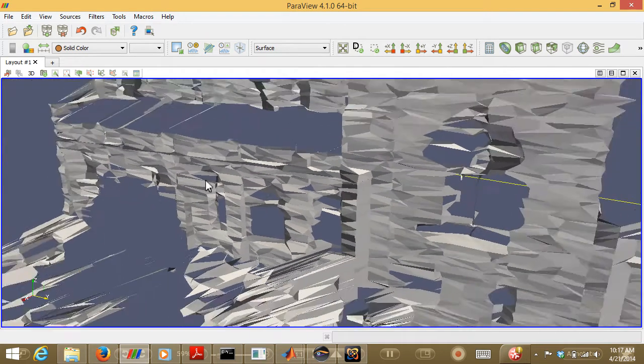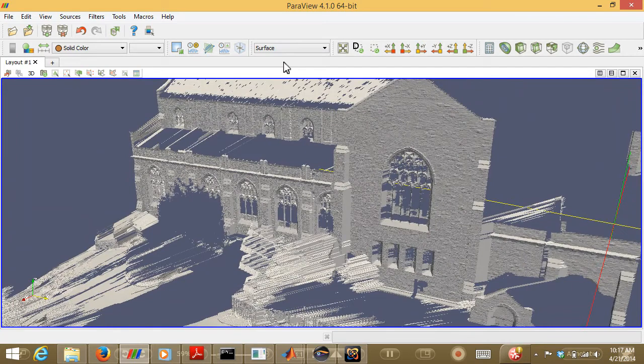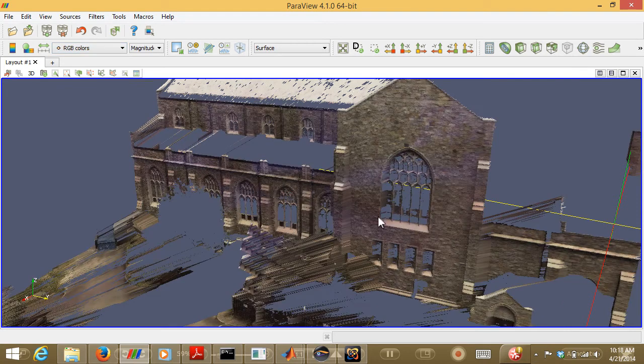Another thing that we can do is texture this 3D model with the points that come from a co-located color camera. And so here, if I add some color onto this texture, you can see that now I have something that really resembles the actual building.